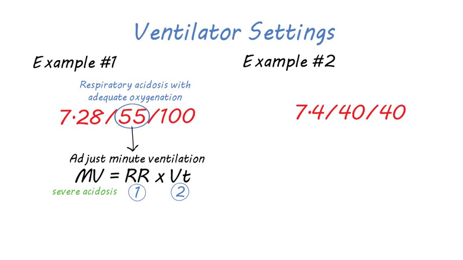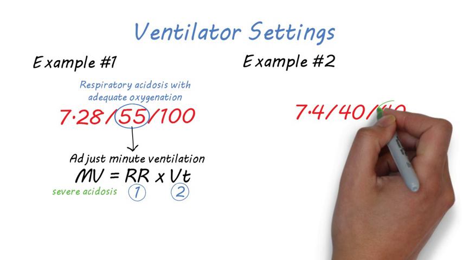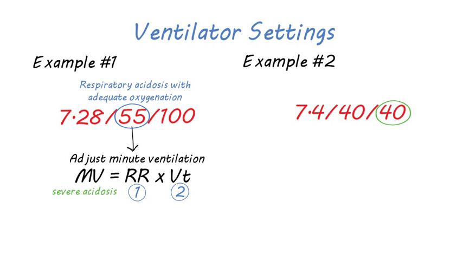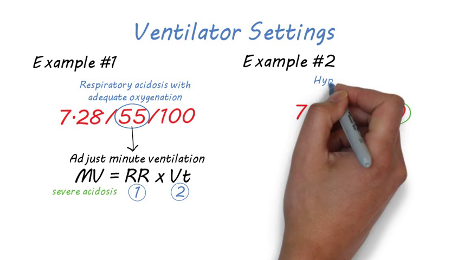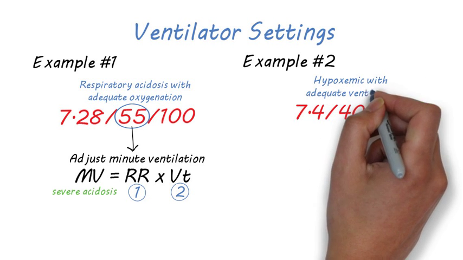At 7.4, the pH is neutral. Next, we look at the carbon dioxide level, 40, which is normal and acceptable, particularly since our pH is normal. The PaO2 is 40, which is too low and requires adjustment. We conclude that our patient is hypoxemic with adequate ventilation.